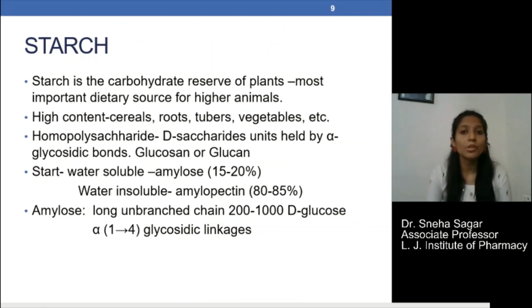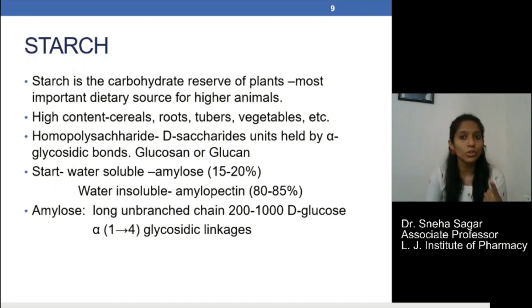So the first example of homopolysaccharide is starch. Starch is the carbohydrate reserve of plants, which is the most important dietary source for higher animals, including man. High content of starch is found in various roots, tubers, vegetables, etc. Starch is a homopolymer composed of D-glucose units held by alpha glycosidic bonds, and it is also known as glucosan or glucan.